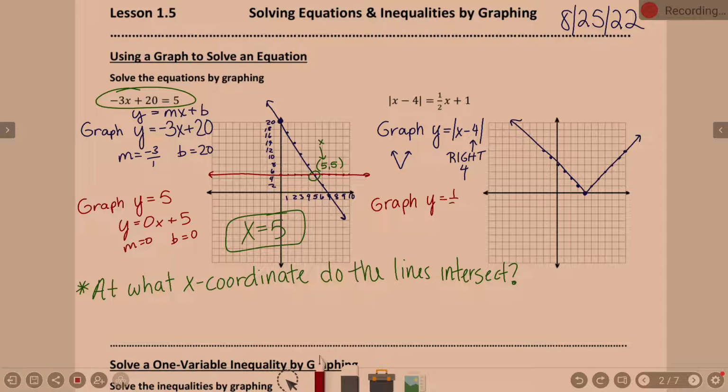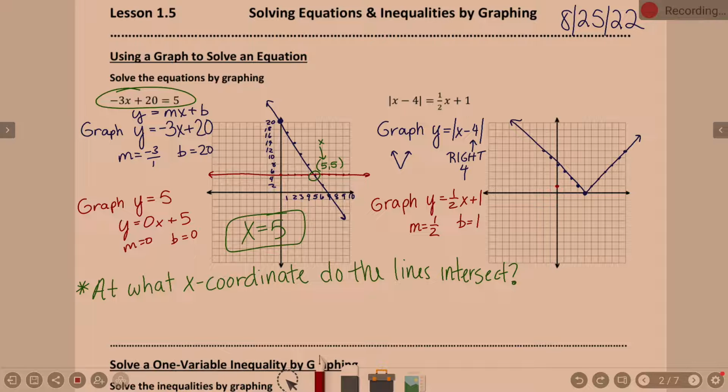Y equals 1/2 x plus 1. What form is this in? Y equals mx plus b. So we're back to a basic line where b, my y-intercept, is 1, and my slope is 1/2. So y-intercept 1 is right there.